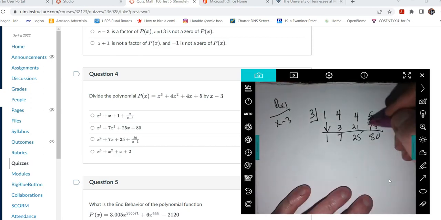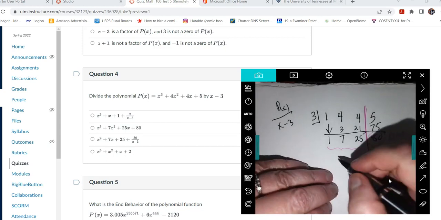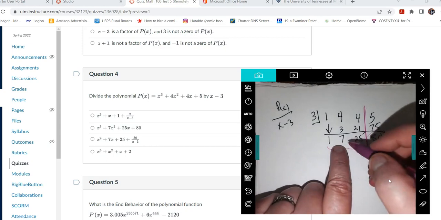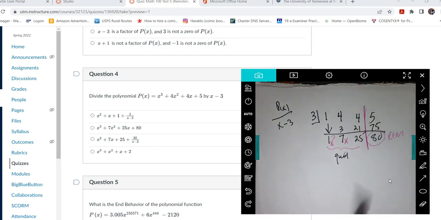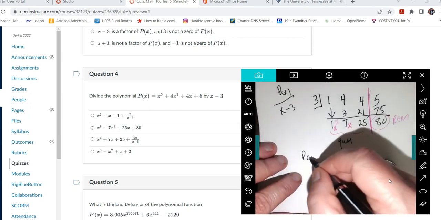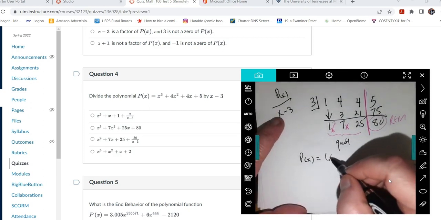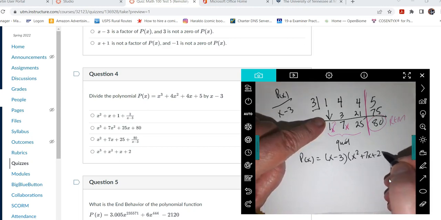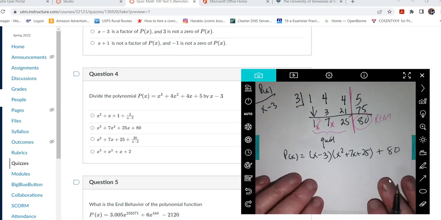Okay, now, when it's done like this, this is my remainder. And these are the coefficients of my quotient. So starting here, my constant is going to be 25, my coefficient for x is going to be 7, and my coefficient for x squared is going to be that. That means I can write p of x is equal to the divisor, which is x minus the number in the box, or the thing you divided by, times the quotient, plus 80.